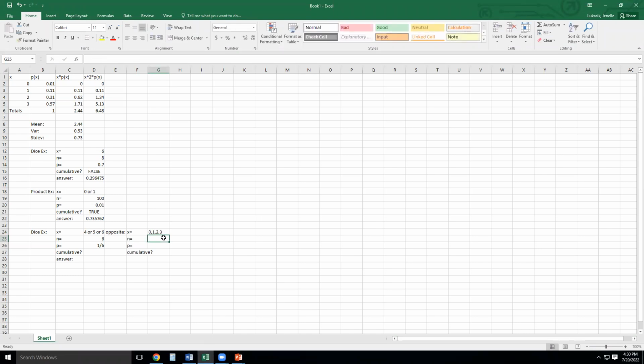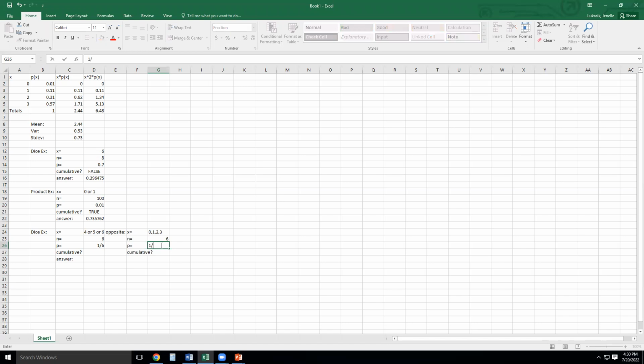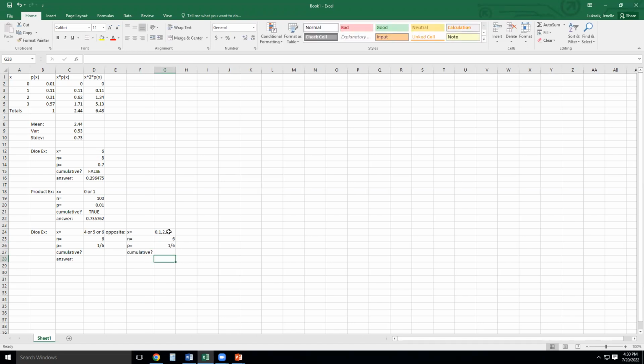N is going to be the same. It's still 6 rows, and P is still going to be, let me format this so I get a fraction, still 1 out of 6 chance of getting a 2. But now when we say cumulative, it's like this question that we did just beforehand. It does involve adding from 0 up to a number. We can get it to do 0, 1, 2, and 3 all at once by typing in the highest x value in the list. We're going to do that, which is 3. And we are going to say true to the cumulative.